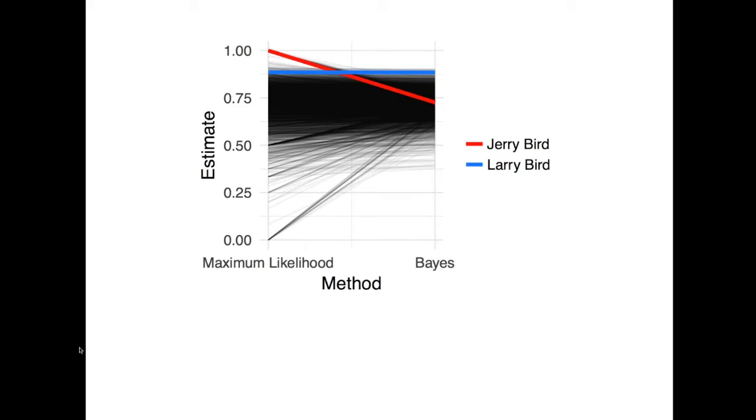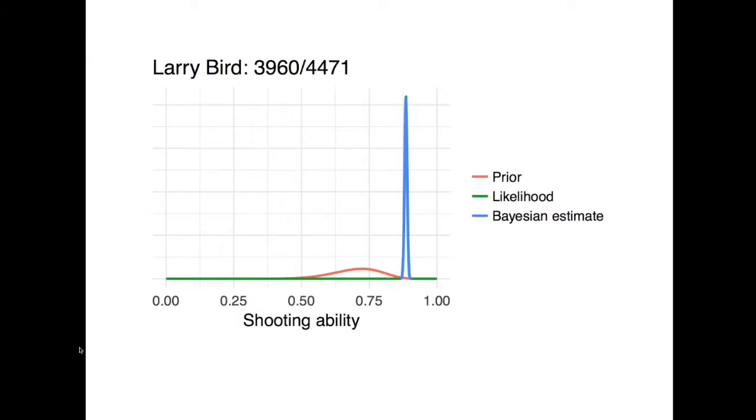So let's dig into this a little bit more. Looking at Larry Bird, I've got our prior distribution shown in red. This is basically the distribution of skill across all NBA players. The likelihood we've seen before is sharply peaked around 0.88, and our Bayesian estimate is pretty much the same as the likelihood.